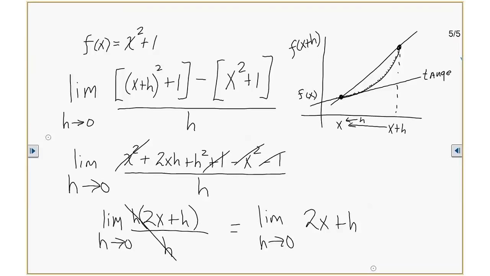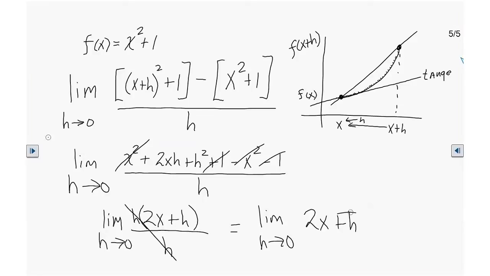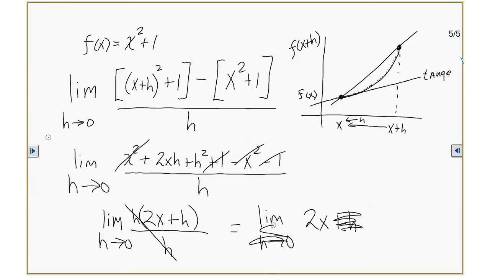And what happens to the h as h approaches 0? Goes away, Hubert. And that leaves you with what? 2x. Now what is 2x? The derivative of x squared plus 1. But what is it? It's the equation of the tangent line. So x squared plus 1, dang old chart, dang old x squared plus 1.